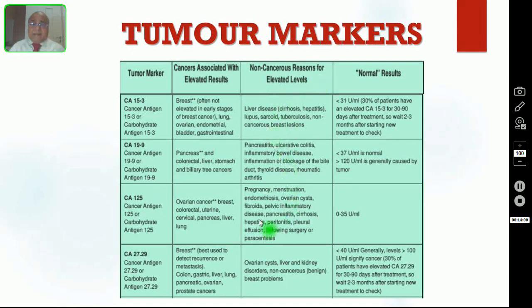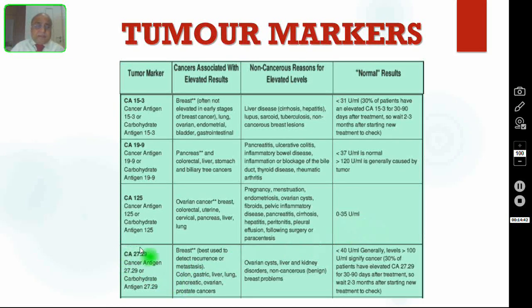What are the non-cancerous conditions in which the CA125 is elevated? Pregnancy, menstruation, endometriosis, ovarian cysts, fibroids, pelvic inflammatory disease, pancreatitis, cirrhosis, hepatitis, peritonitis, pleural effusion, following surgery or any paracentesis. That is the peritoneal paracentesis. See, it is not specific only to ovarian cancer. It is elevated in so many non-cancerous conditions also. The normal value is 0.35 unit per ml.